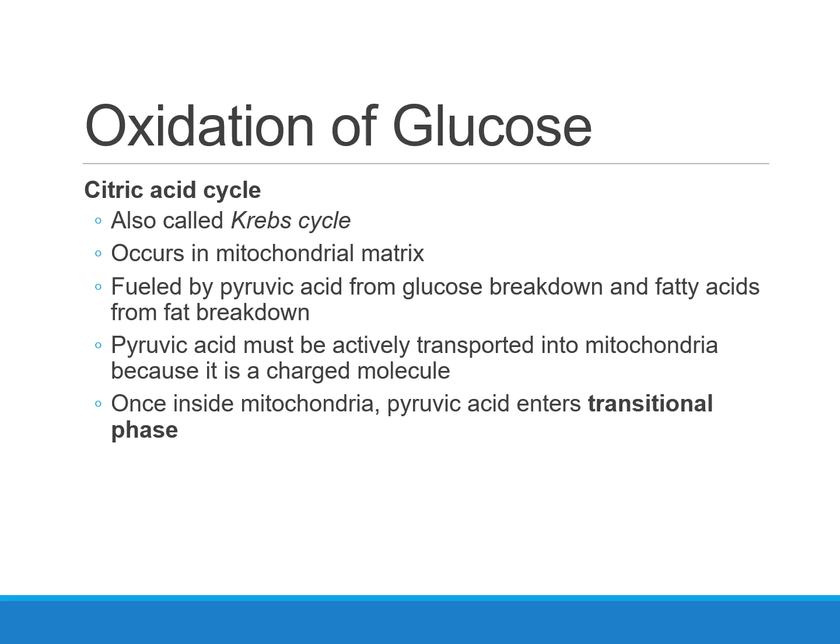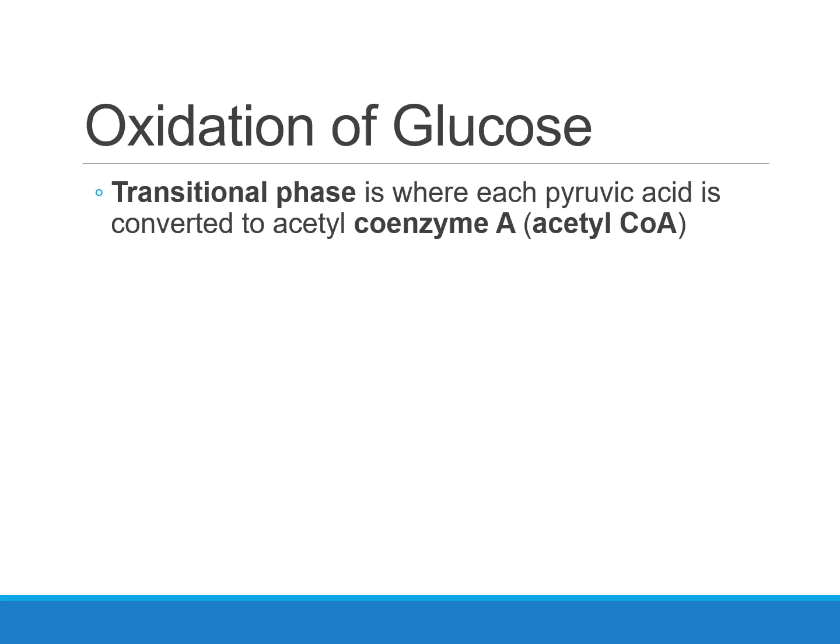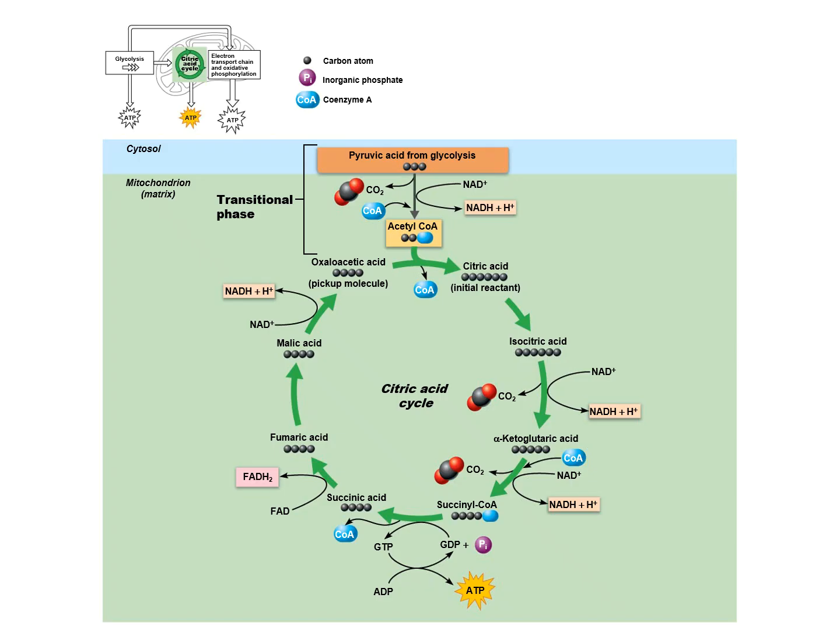Once inside the mitochondria, the pyruvic acid is going to enter into the transitional phase. The transitional phase is like a little half step. The pyruvic acid is converted to acetyl coenzyme A, what we call acetyl-CoA. So when you first see this, don't give yourself a heart attack here.